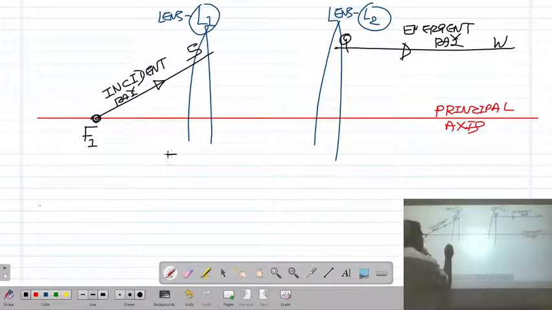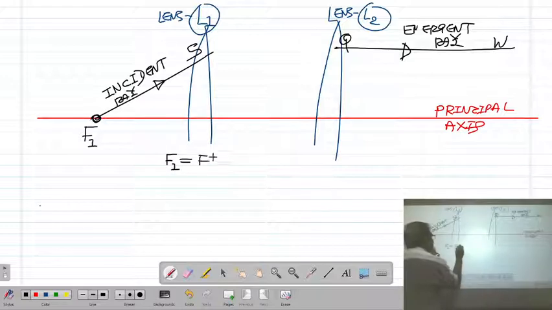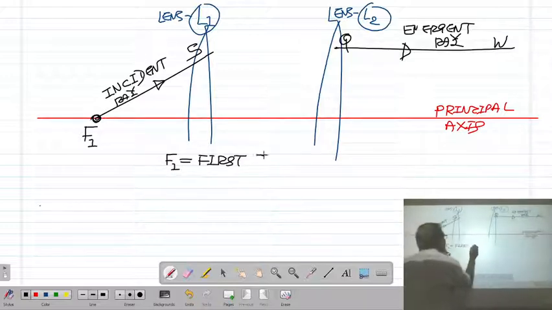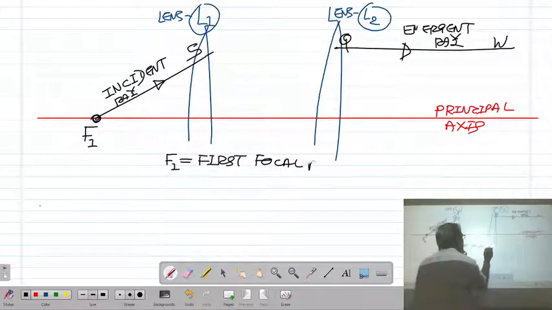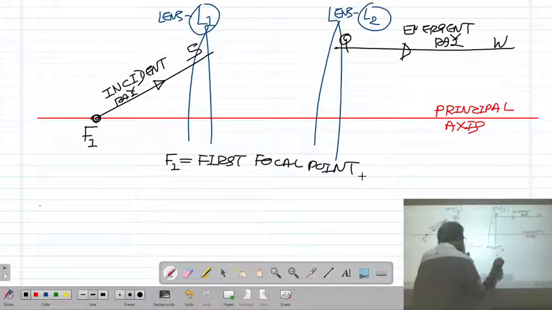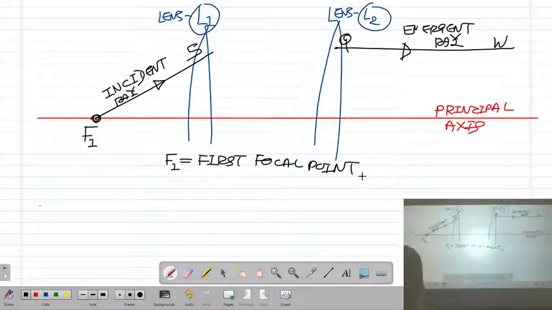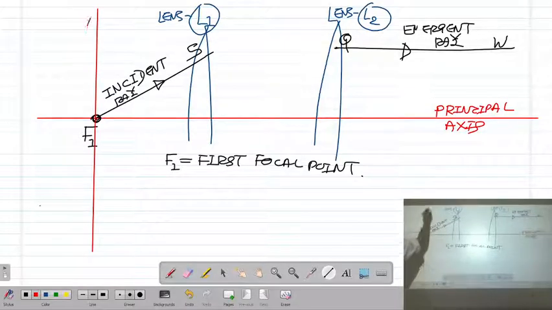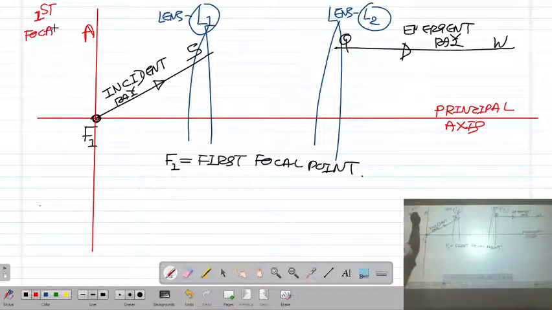So F1 is called the first focal point. Now we consider one plane which passes through the focal point F1 and is perpendicular to the principal axis. So this is plane AF1. This is the first focal plane.